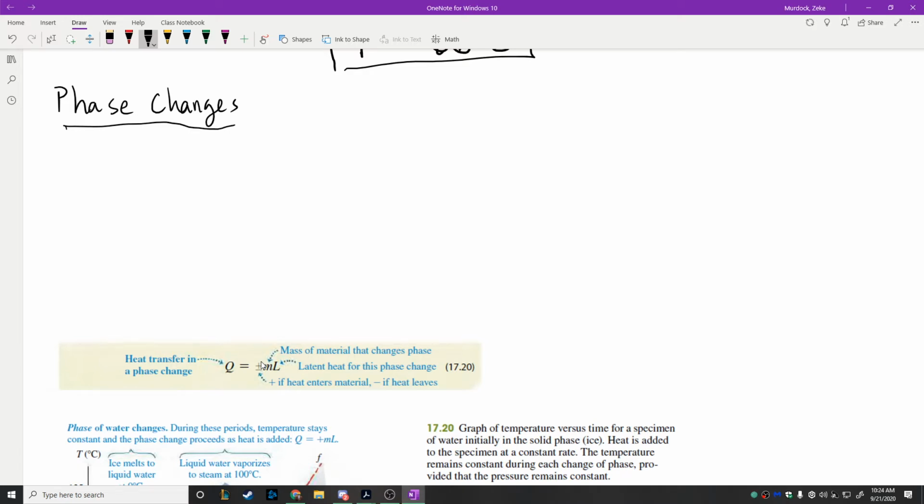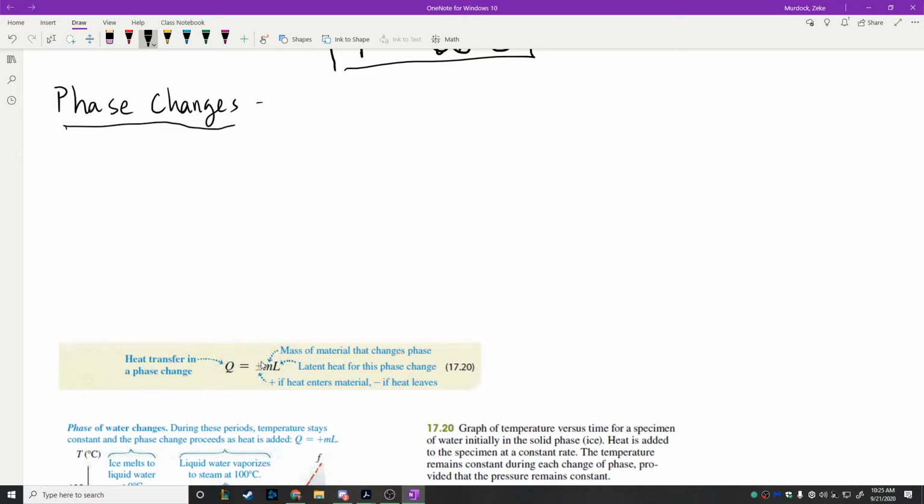Okay, so when an object changes its phase, and what do we mean by phase? We mean there are these states that matter can exist in, and the most common ones that we know about are solid, liquid, and gas, right? Water in its solid form is ice, in its liquid form it's water, and in its gaseous form, it's called water vapor, or commonly just steam, right?